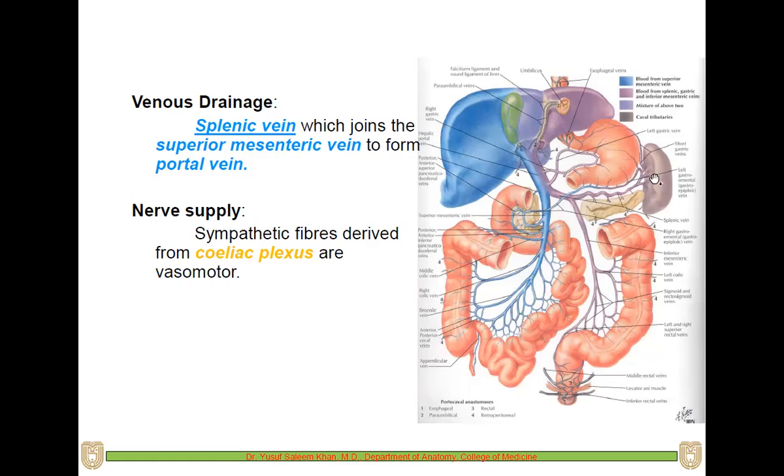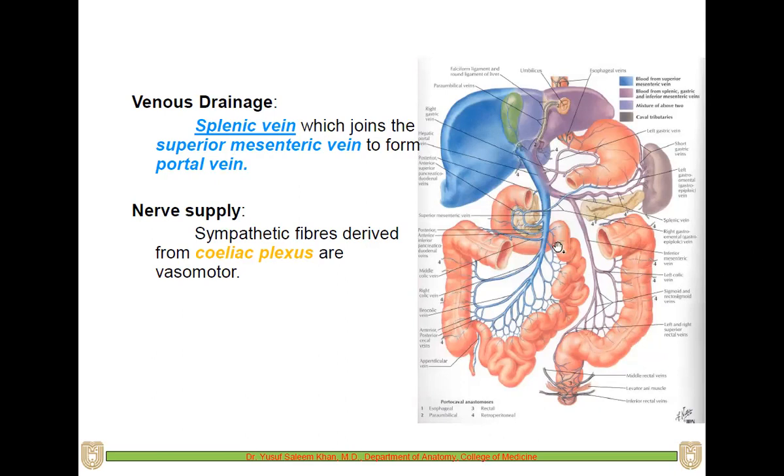If you see here, this is the spleen, this is the splenic vein coming here, which joins the superior mesenteric vein. So it joins with the superior mesenteric vein to form the portal vein. This is the superior mesenteric vein, this is the splenic vein, joined together to form the portal vein. So the splenic vein is a very important vein which will help in the formation of a very important vein called the portal vein.